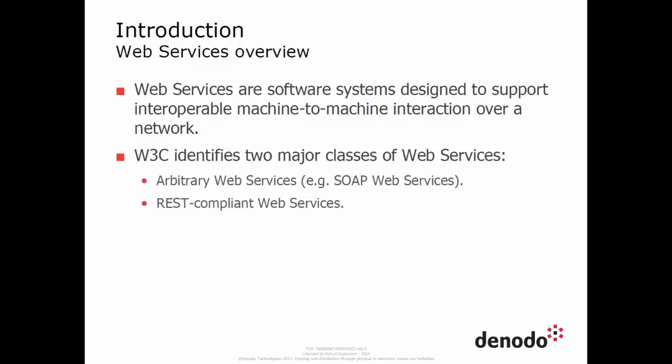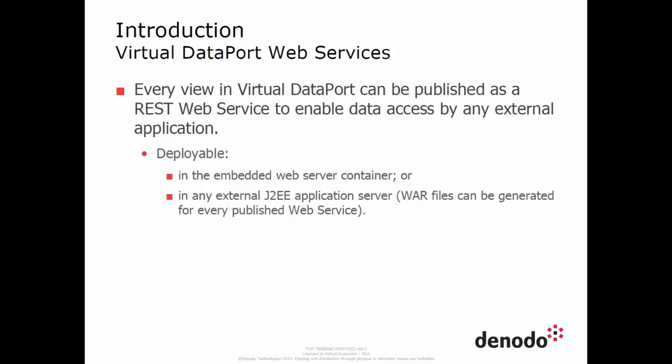In Virtual DataPort, there are two types of web services: SOAP web services and REST web services. Virtual DataPort REST web services are resource-oriented HTTP services that provide 4 different representations of the data: HTML, XML, JSON, and RSS. These web services can be deployed in the Node embedded web service container. In addition, a WAR file can be generated and used to deploy the web service in an external J2EE application server container.